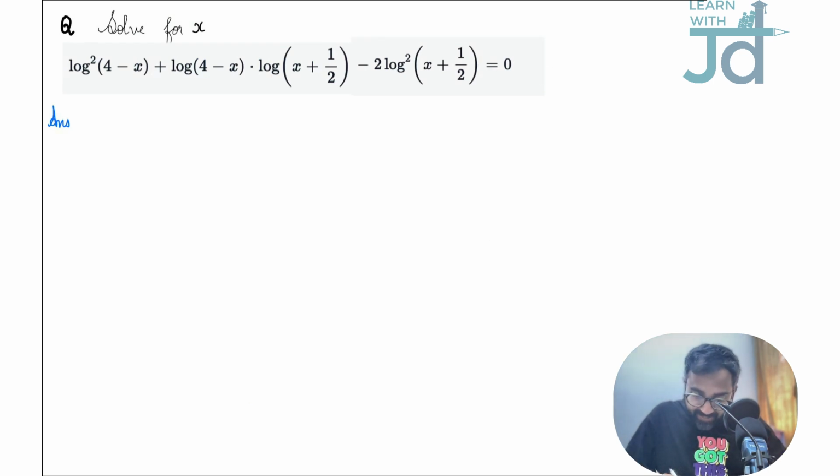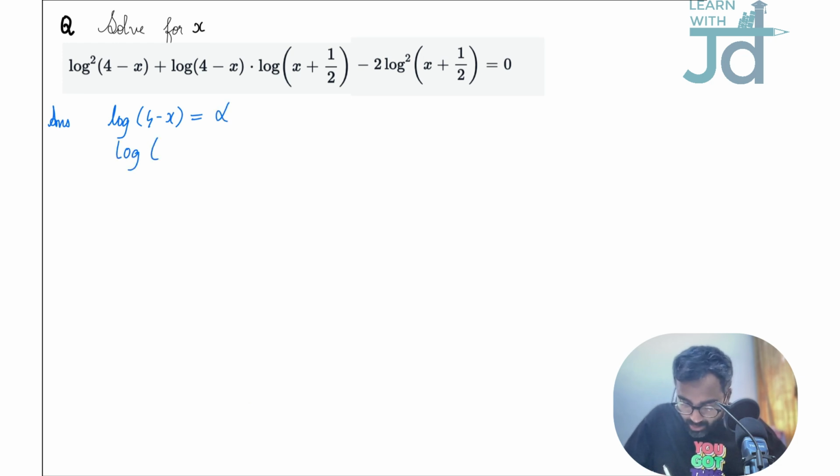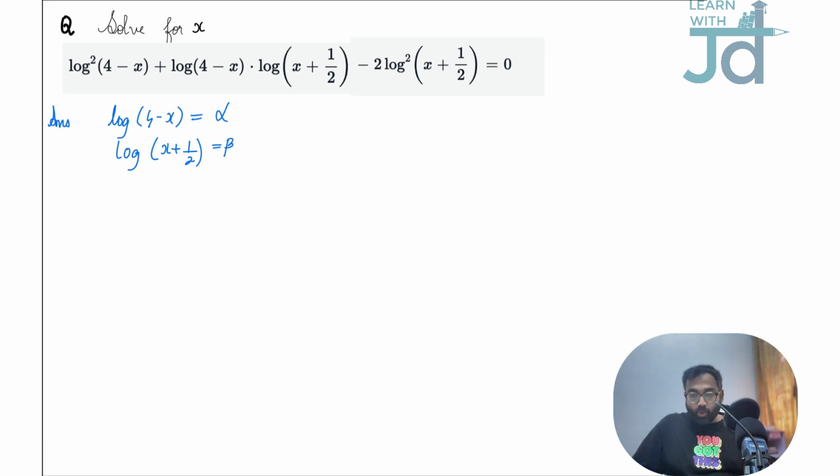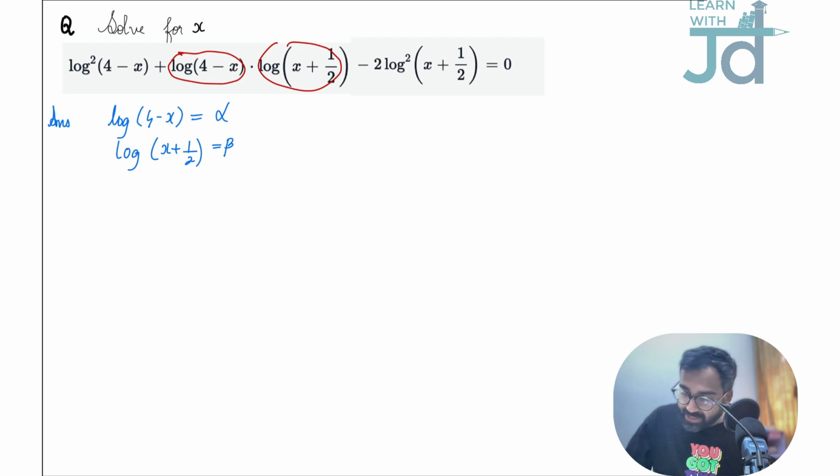So can you see, if I take this as alpha? Just imagine I am taking log of 4 minus x as alpha, as I just told, and I am taking log of x plus half as beta. Okay, so what will this be then? This will be alpha square. And what will this be? This will be alpha. This will be exactly beta. And the whole thing will be beta square.